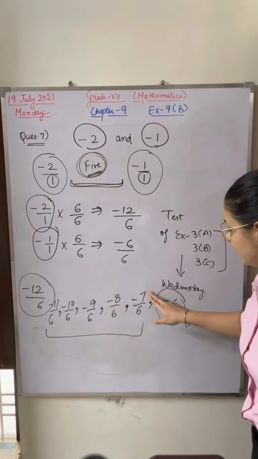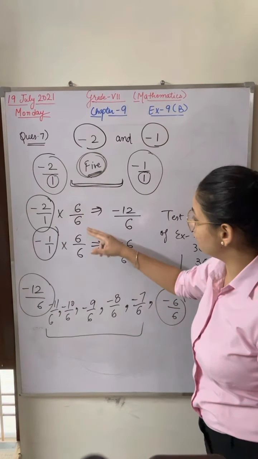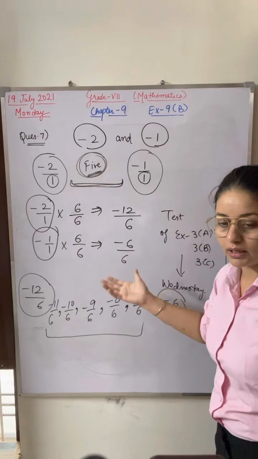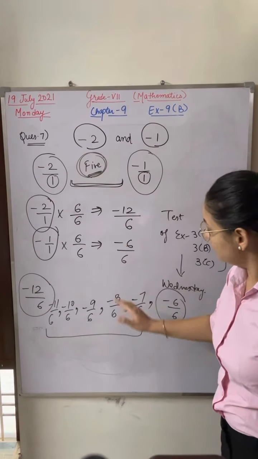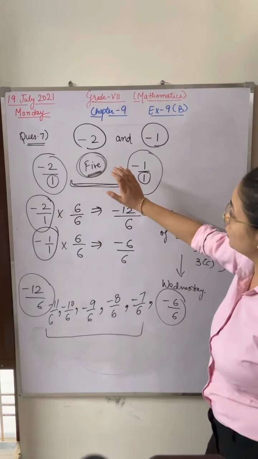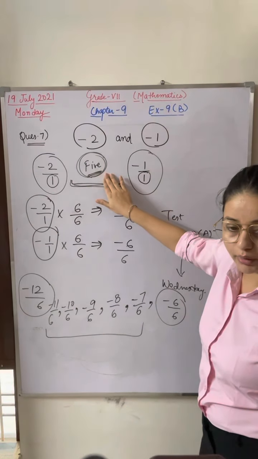Only 2 numbers, 7 and 8. Only 2 were possible. When I multiplied with 5 and 5, then 4 numbers were possible. Now I multiplied with 6 and 6. Then 5 numbers are possible, and your requirement is 5. Check out the requirement of the question, that is 5.